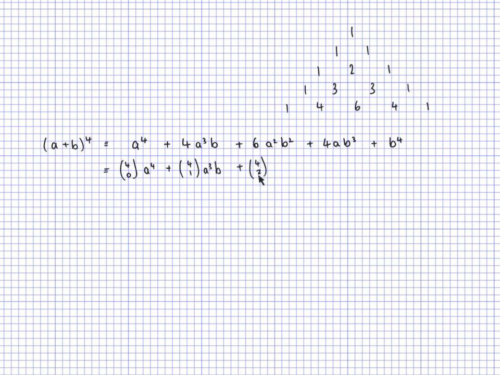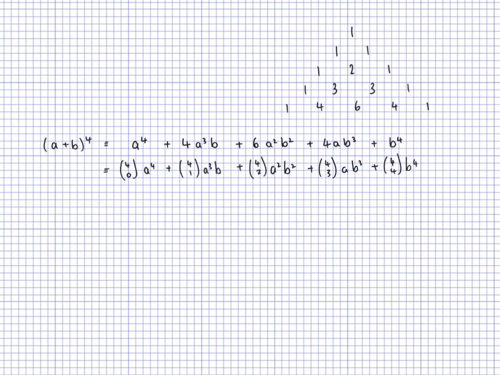Remember, just now we saw that 4 choose 2 gives me 6, so I've just replaced the 6 with 4 choose 2 here, just to show how the nCr function works when I'm expanding the power of a binomial. So this would be 4 choose 2 a squared b squared plus 4 choose 3 a b cubed plus 4 choose 4 b to the 4.